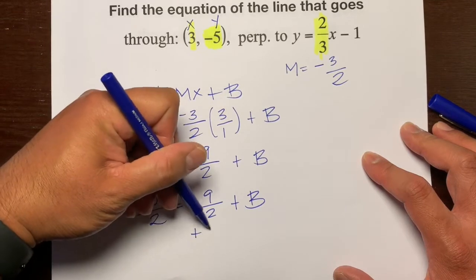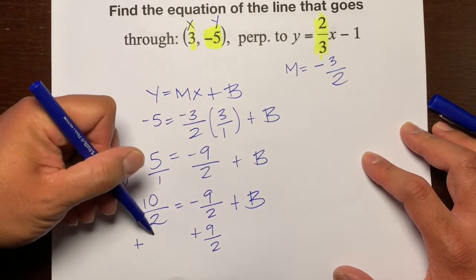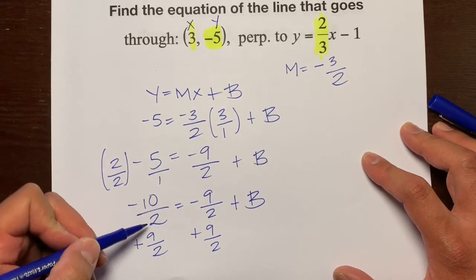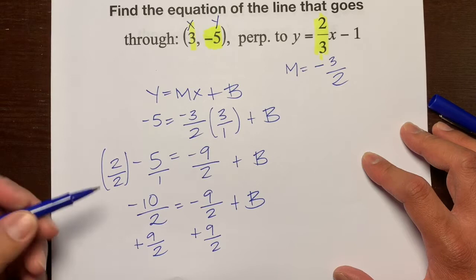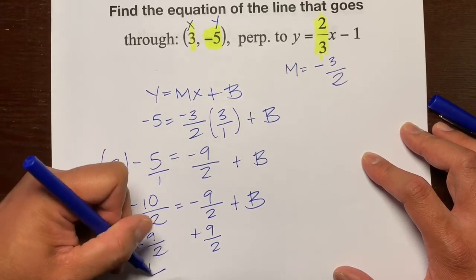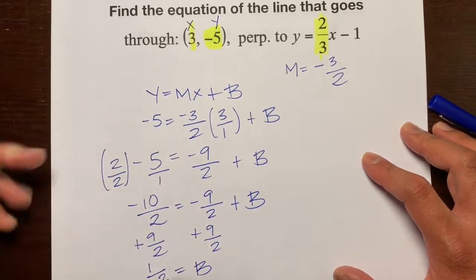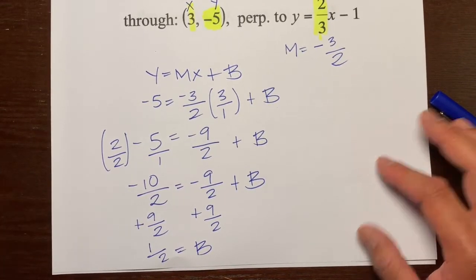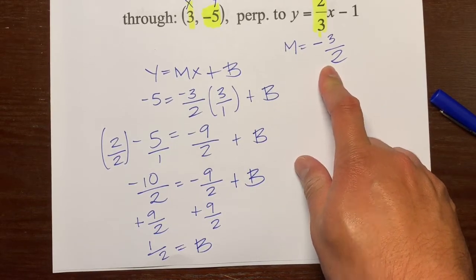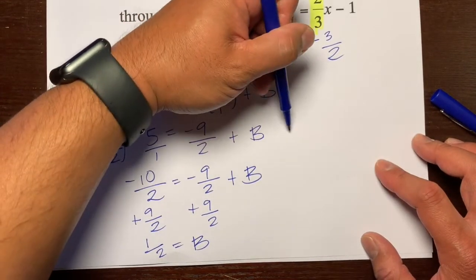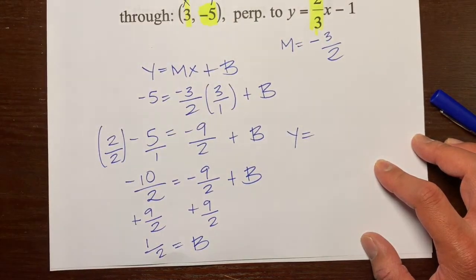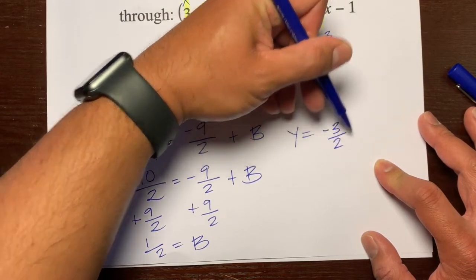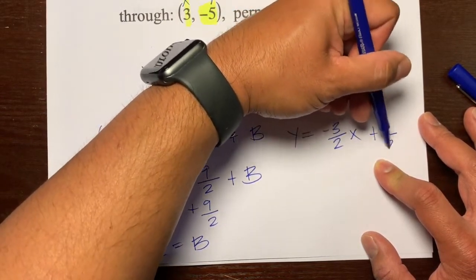And then we're going to add 9 over 2 on both sides. And so negative 10 plus 9 is 1. And then the denominators stay the same. And equals b. So b equals 1/2. Now we have our m, which is negative 3 over 2. We have our b, which is 1/2. So let's just substitute those into our slope-intercept form: y equals negative 3 over 2 x plus 1/2.